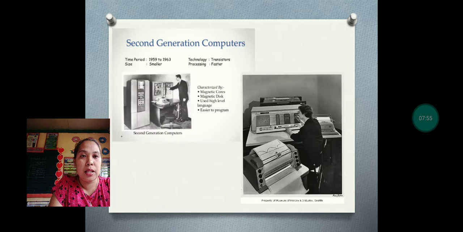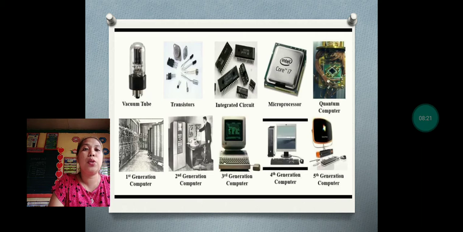Then this is the second generation computer. This is its form. It does not need a very big space, it is higher compared to the first generation computer, and it is faster in programming. Okay, this is the second generation computer. So these are the main parts and components of the first, second, third, fourth, and fifth generations. Then the next reporter will tackle the third, fourth, and fifth generation computers.